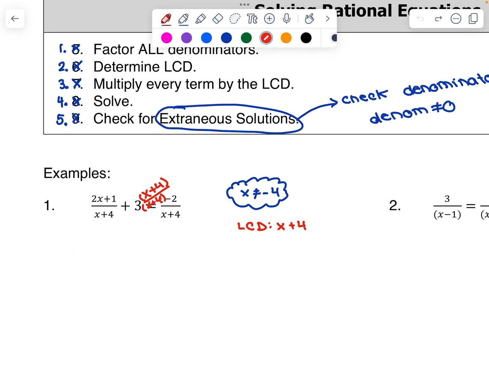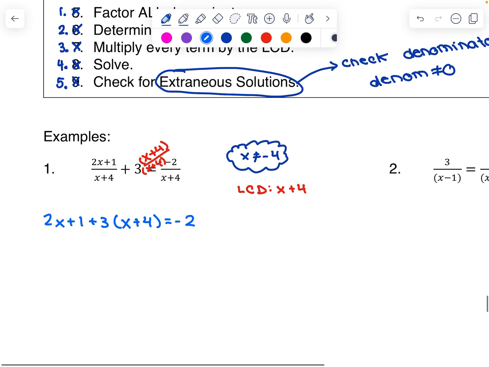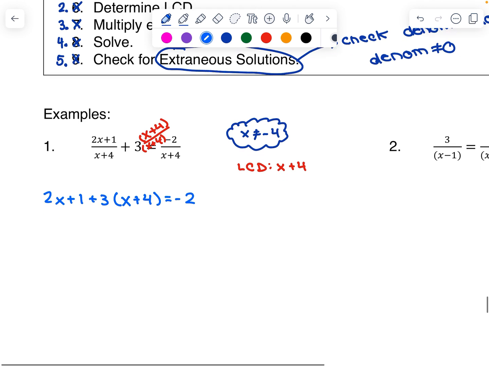Oops, I'm going to write in a different color. I would get 2x plus 1 plus 3 times x plus 4 equals negative 2. And because all of the denominators are x plus 4, you can go ahead and cancel them out. And we're just solving a linear equation. So if all the denominators are the same, then you can go ahead and cancel them out. So I'm going to write that on the side as kind of like a little note for you.